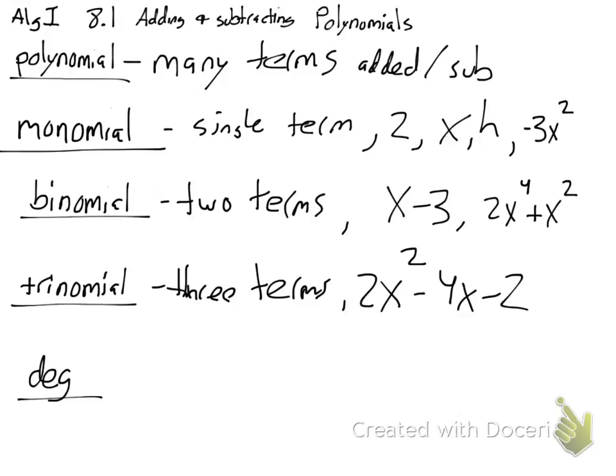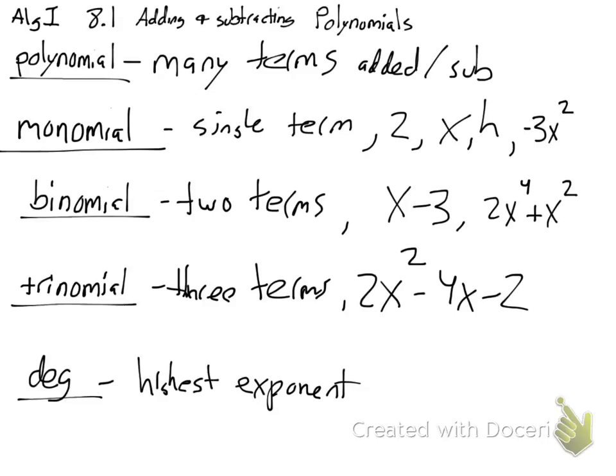Degree 2. Now, each one of these things has a degree. And it doesn't matter if it's a monomial, binomial, trinomial, 4 terms, 5 terms, 8 terms, 20 terms. The degree of a polynomial, guys, is the highest exponent. It's important that you have that it's the highest exponent.